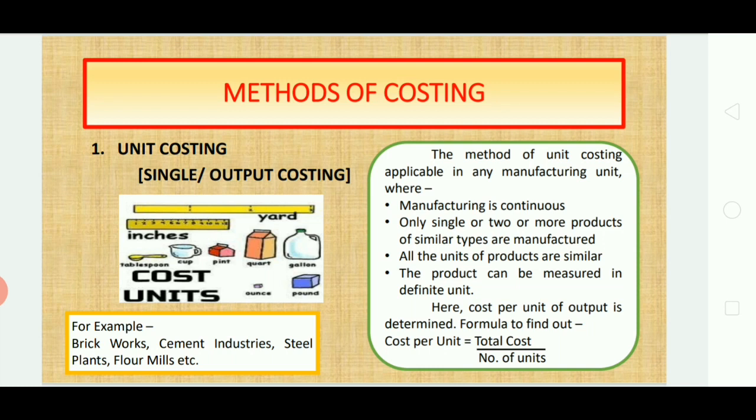And in which type of manufacturing unit? Where manufacturing is continuous. That means uninterrupted, continuous, 24/7 manufacturing. Next, only single or two or more products of similar types are manufactured. Generally, one or two types of products are manufactured, and also those products are of similar type, that means they are identical.